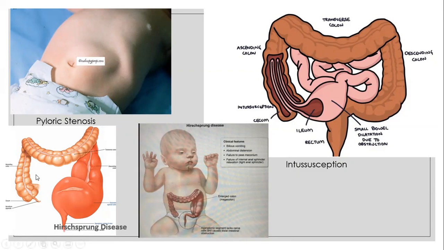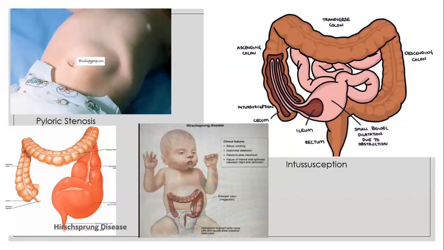Another one here, this one is called Hirschsprung's disease, Hirschsprung's or intussusception. Hirschsprung's disease, another name is aganglionic megacolon. You see how big it is? Or congenital megacolon. It is a birth defect where the nerves in the intestine are missing, and it causes a problem with passing the stool.